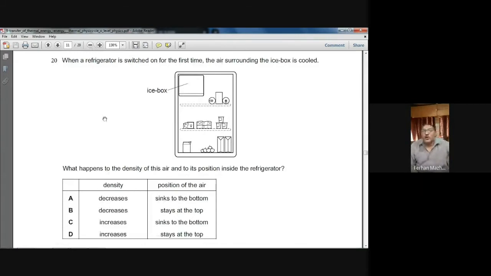When the refrigerator is switched on for the first time, the air surrounding the ice box is cooled. What happens to the density of this air and to its position inside the refrigerator? The air around the ice box will get cool. When it gets cool, its molecules come close to each other. The distance between the molecules will decrease, their density will increase and they will move downward. So what's the option? C, sir. The density will increase and the air molecules will sink to the bottom. That is the right option. So for question number 20, C is the right option.